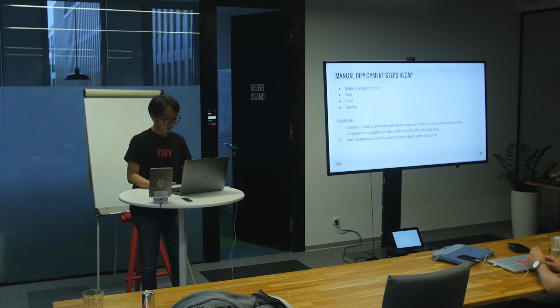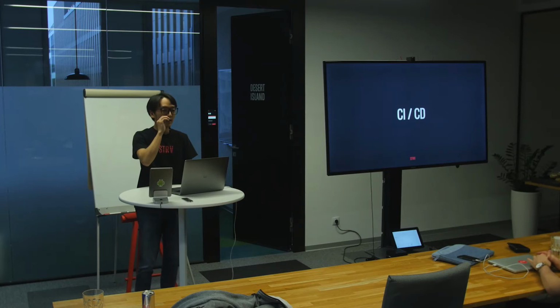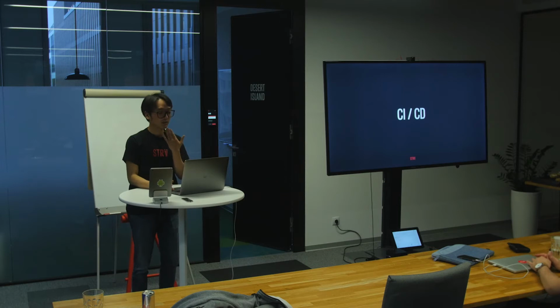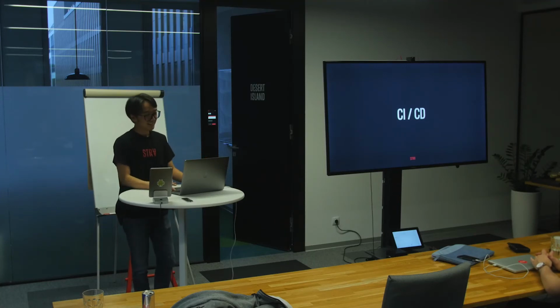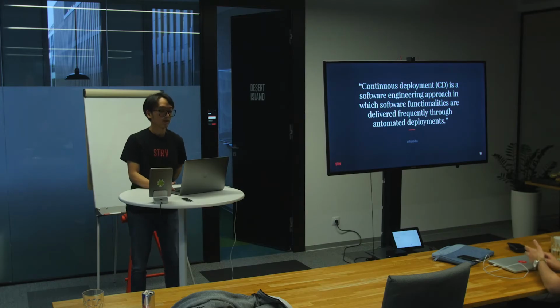So far, any questions? Okay, good. So that brings us to CI and CD. It's an abbreviation of continuous integration, continuous delivery, sorry. Let's just see the definition of it. Continuous deployment is a software engineering approach in which software functionalities are delivered frequently through automated deployment.